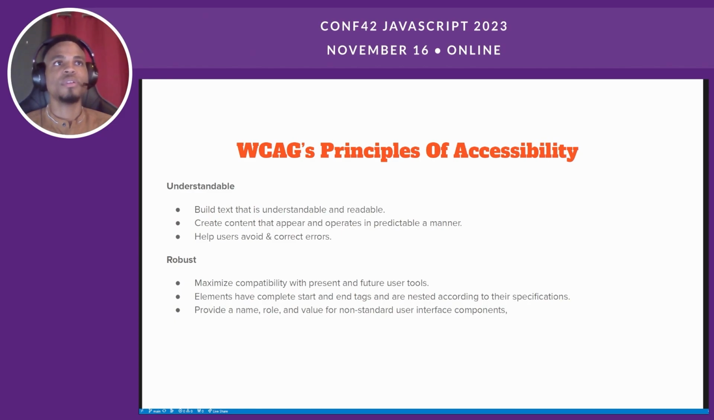Understandable. This means that you should build text that is understandable and readable for users. You should create content that appears and operates in a predictable manner. You should also develop your application in a way that helps users to avoid and correct errors.